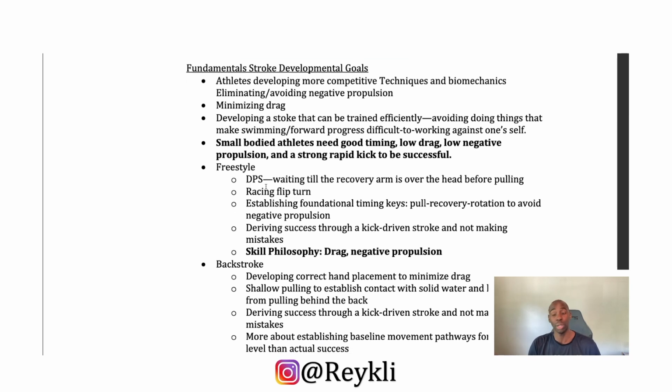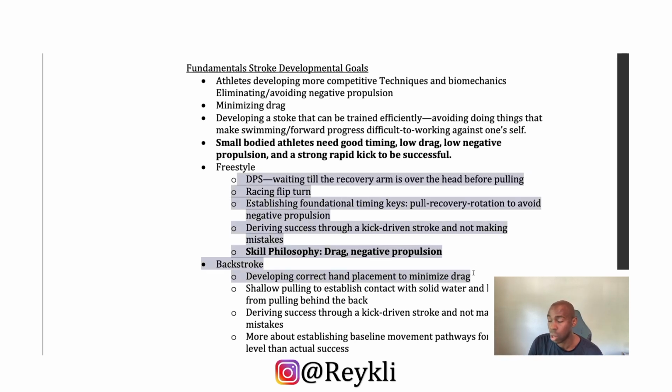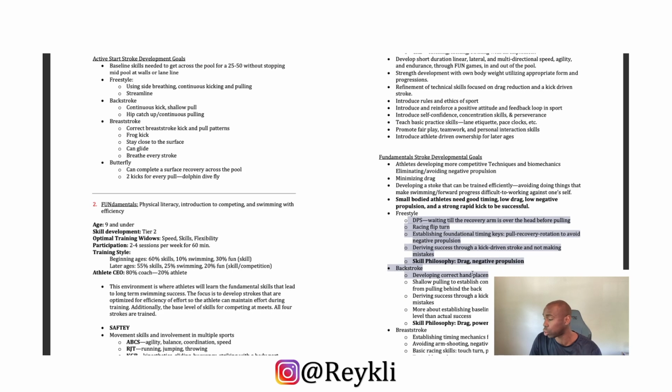Development goals, freestyle, DPS. Some of y'all will recognize this in our fundamental AA content for 10 to 12, and then our beginner BB content. You can see this stuff, right? I'm not playing. It's very organized. Like I said, I do things to win, so we're going to be detailed, we're going to be intentional, we're going to get after it.